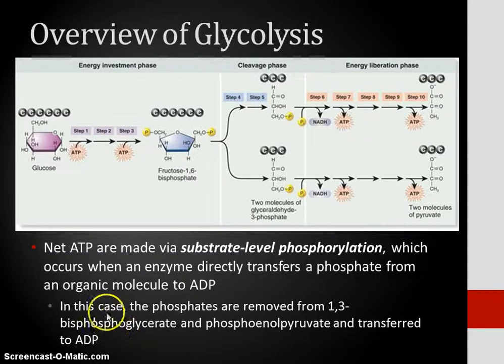So we can see that in this case, the phosphates are removed from 1,3-bisphosphoglycerate, right over here, occurring in step 6, and phosphoenolpyruvate, which occurs in step 9 over here, and that is when the phosphates are transferred to ADP.